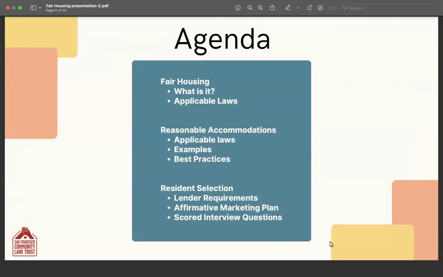Okay, so a map of where we are going. Going to start with looking at fair housing, what it is, some of the applicable laws from the federal, state to the local level, and then a bit of a deep dive on reasonable accommodations as it relates to those with disabilities, laws, examples, and best practices, and then finally resident selection. So making sure we understand lender requirements that may exist, especially from public lenders, some best practices around an affirmative marketing plan strategy, as well as using scored interview questions.